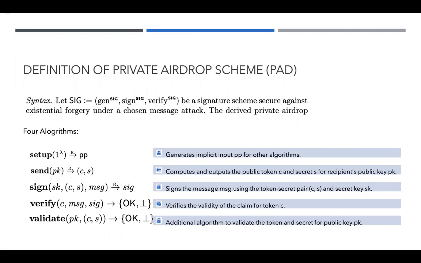We will then delve into the technical aspects of the PAD, including syntax, functional requirements, security requirements, and properties. First, let's look at the syntax. The PAD utilizes a signature scheme SIG, which is secure against existential forgery under a chosen message attack. PAD is defined by four algorithms, as the slides show.